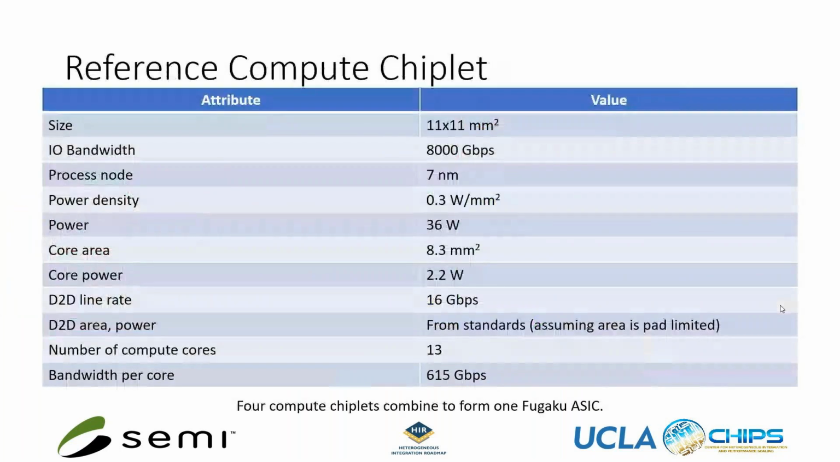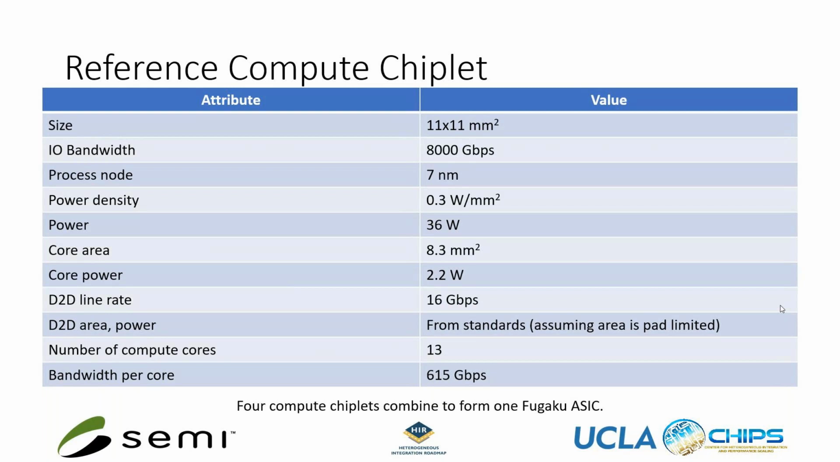So if we want to take a reference compute chiplet, roughly it is, I got two slides back, the size we think is going to be around 11 by 11 square, which is about 121. The IO is going to be about 8 terabits, 2 terabits per side, and I'll show you why in a minute in the next slide. Power density is going to be about 0.3 watts per square millimeter, which gives you a compute chiplet dissipation power of around 36 watts.